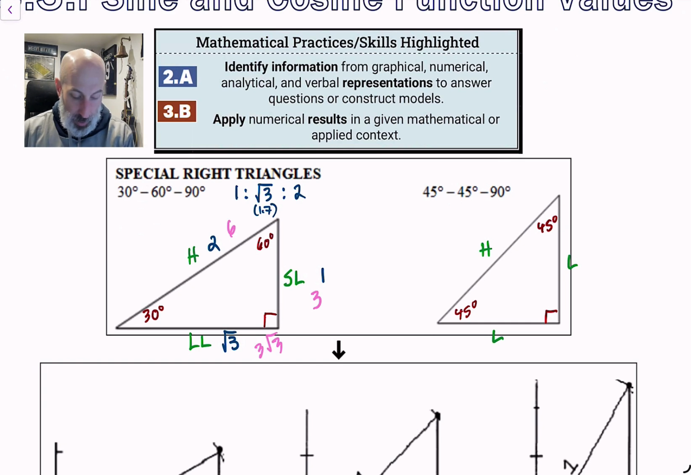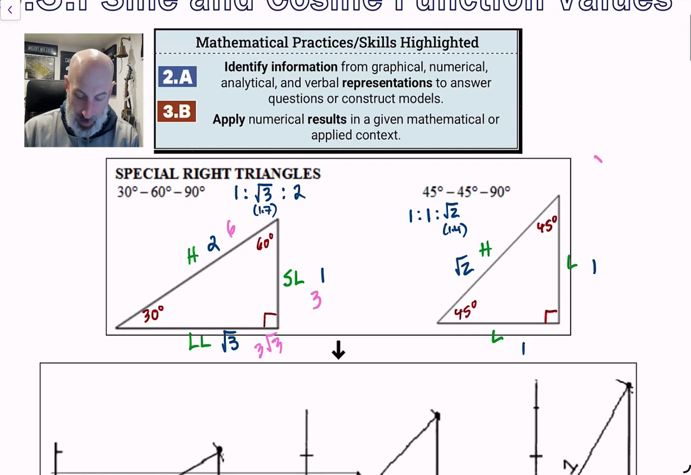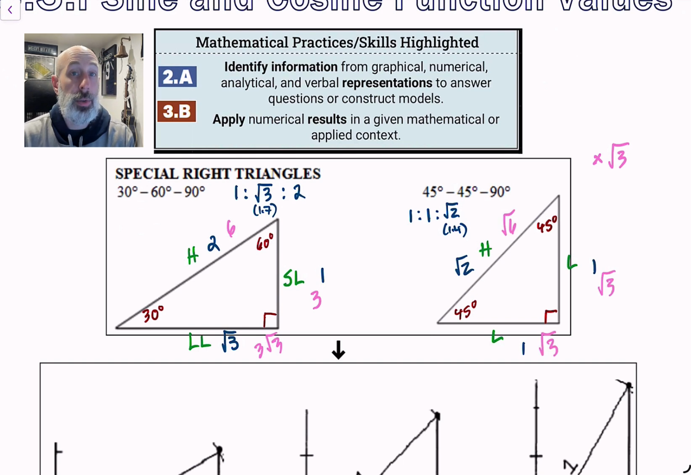Over on the isosceles right triangle side, we have two congruent legs, which will be the 1s. And then the square root of 2, which is about 1.4, is going to be your hypotenuse. So again, we can label 1, 1, root 2, or if we scale it up, this time let's multiply by the square root of 3, which we could do. That would make 1 times root 3, 1 times root 3, also root 3, and over here, the square root of 6.